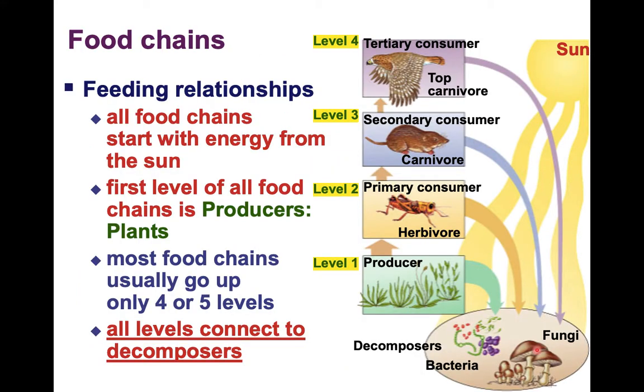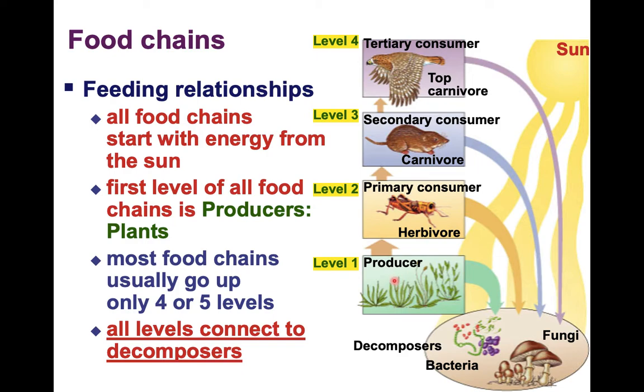All right, so let's look a little bit at these food chains and feeding relationships. So we know that all food chains start with energy from the sun up here. And then the sun provides the energy for these producers or autotrophs to grow. Okay, so who are the autotrophs and the producers? Well, these are organisms that can make their own food, and an example of a producer would be a plant. So we know that these producers are in level 1 of the food chain.